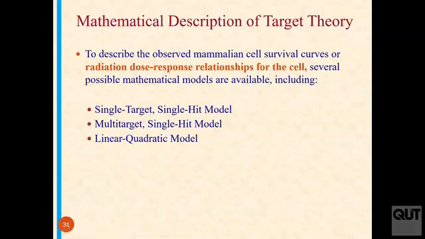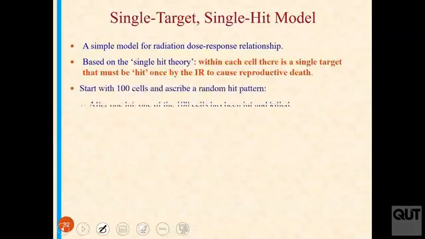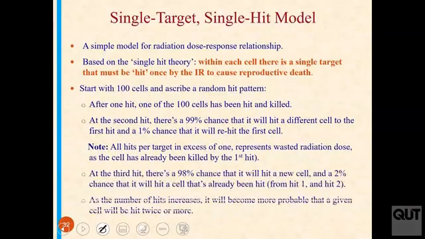So let's have a look at the single target, single hit model. This model assumes that within each cell there's a single target that has to be hit by the ionizing radiation once to cause reproductive death. So let's start with 100 cells, and we'll have a random hit pattern. After one hit, so we have one radiation incident on 100 cells, let's say it'll hit one of those cells and kill it. So that was after the first radiation.